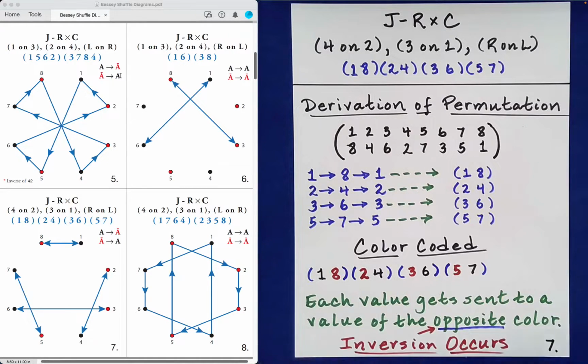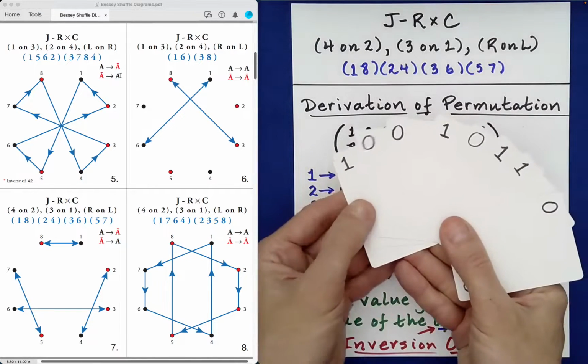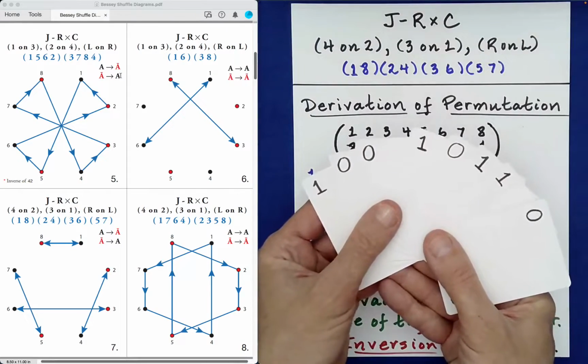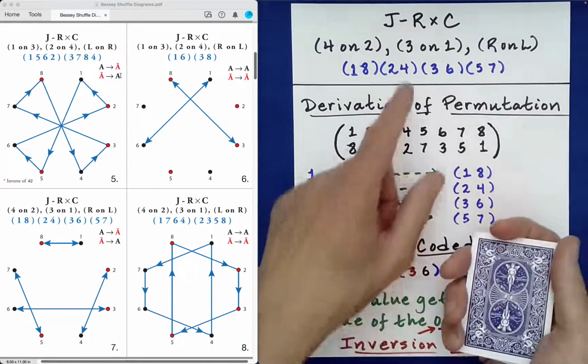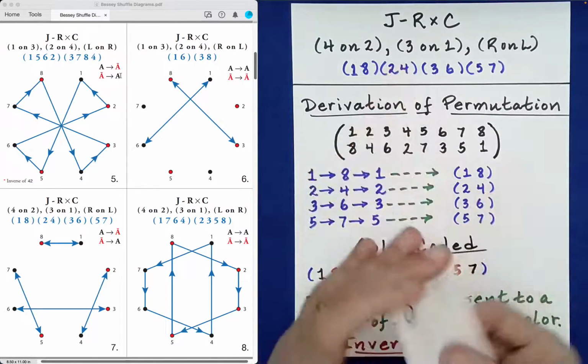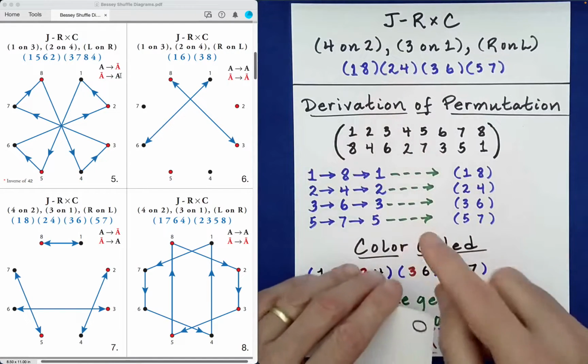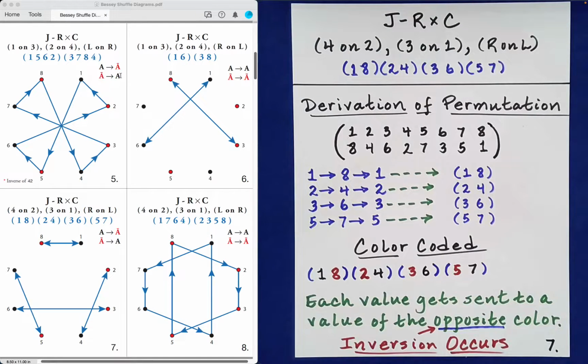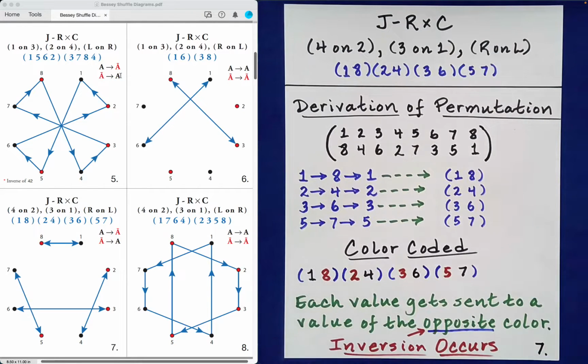I don't know if we'll demonstrate it, but this is something you can try on your own, it won't take much work. If you start with a packet like this where you have 1, 0, 0, 1, 0, 1, 1, 0, and you perform this shuffle, you'll end up getting 0, 1, 1, 0, 1, 0, 0, 1. So inversion occurs.